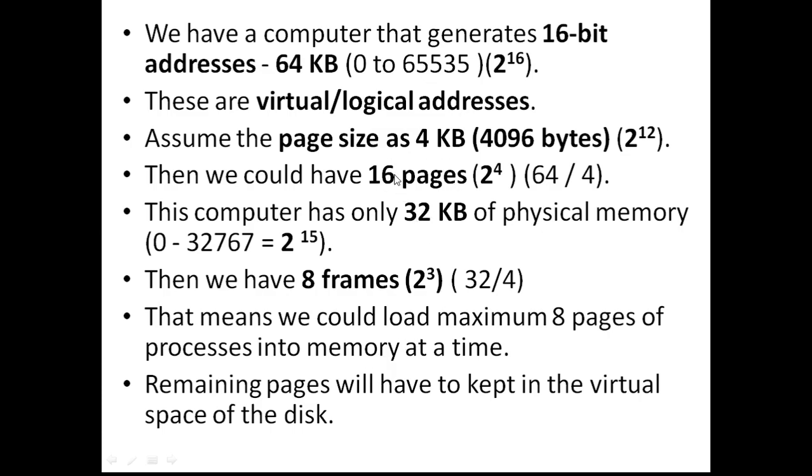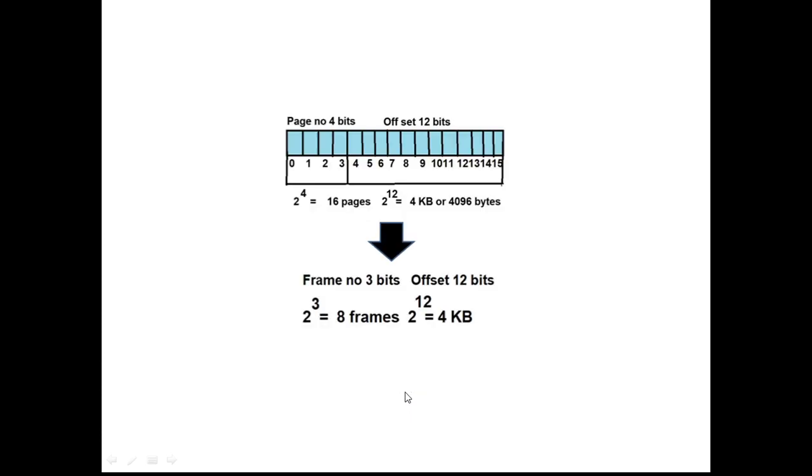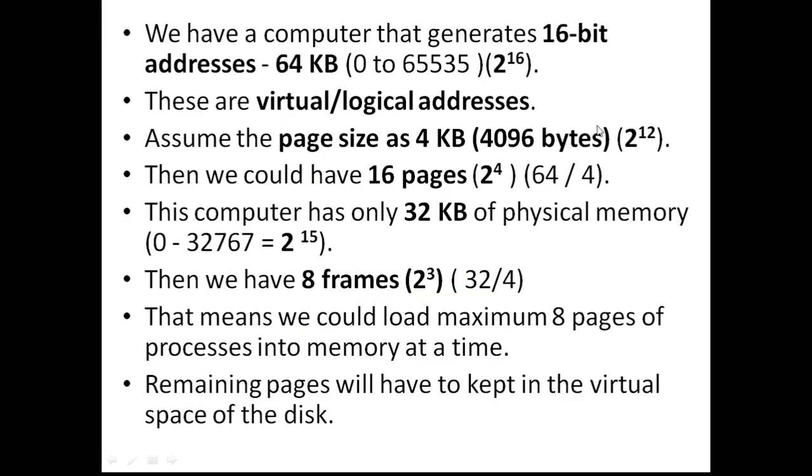Out of the 16 pages you can only load 8 of them into the main memory at a time, and after that you have to replace them, and the remaining pages will be kept in the secondary memory or the virtual memory. And this is what it results in. So the address actually is going to comprise of 16 bits, because 12 plus 4.